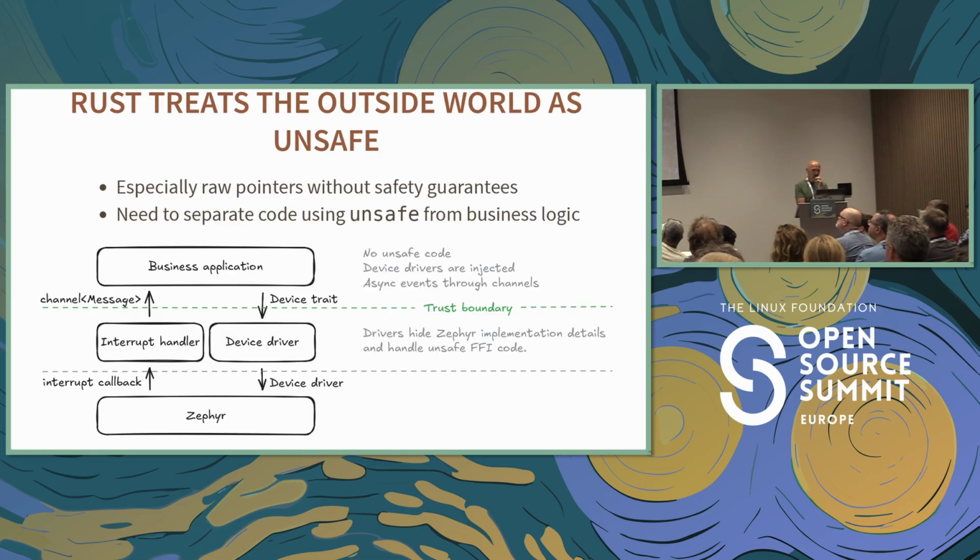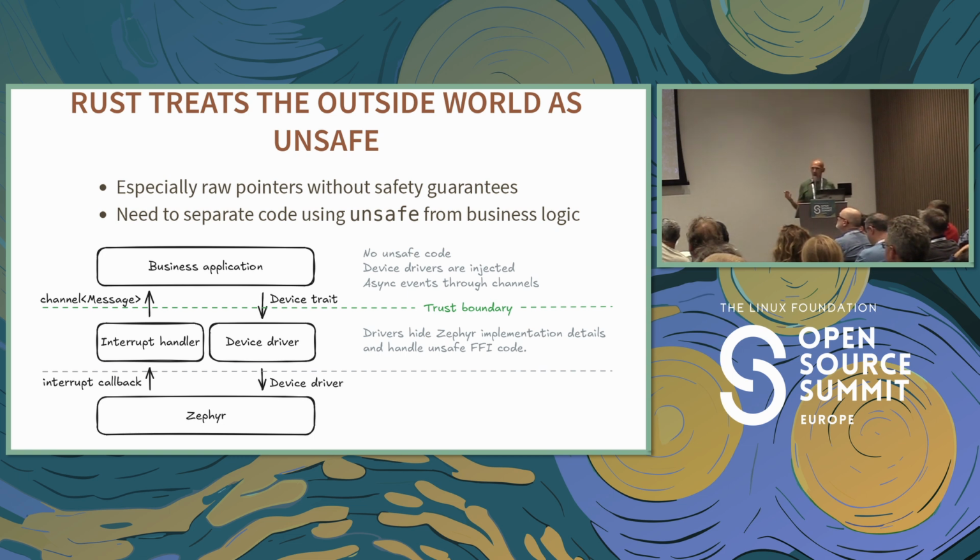So one problem that I ran into is that Rust basically treats everything outside the Rust ecosystem as unsafe. And actually this is a shared state out there. There are interrupts which are triggered by hardware, so it's not deterministic from the point of view of the application. Also, the operating system. So there's a reason why Rust thinks everything outside is unsafe.